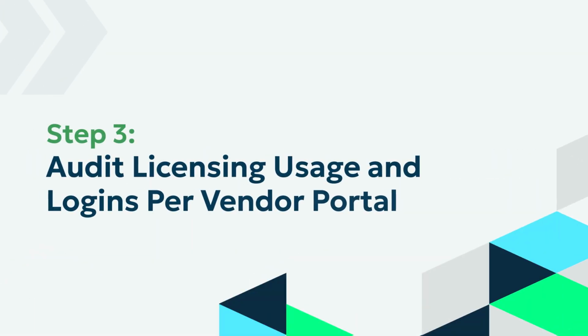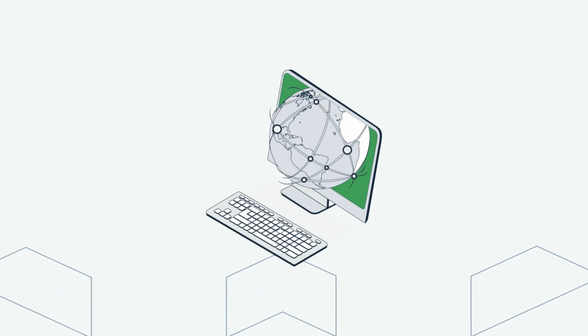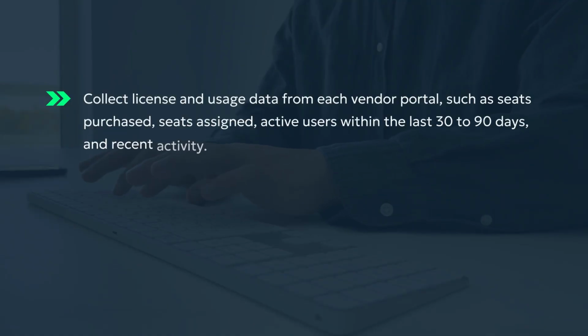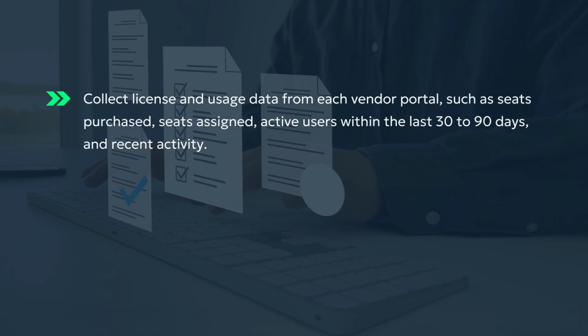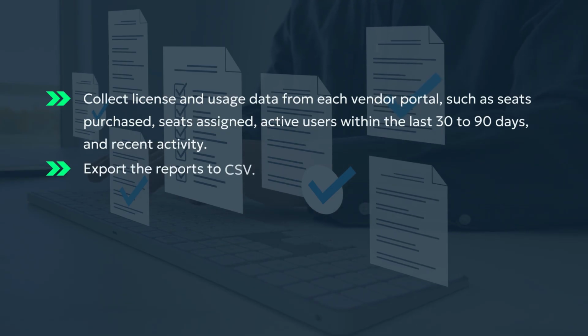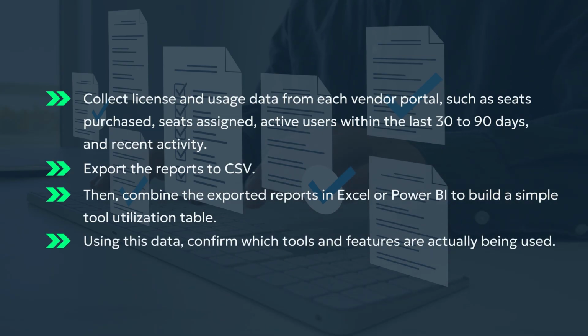Step 3. Audit licensing usage and logins per vendor portal. Next, review each vendor's admin portal to compare what you're paying for with what's actually being used. Collect license and usage data from each vendor portal, such as seats purchased, seats assigned, active users within the last 30 to 90 days, and recent activity. Export the reports to CSV. Then, combine the exported reports in Excel or Power BI to build a simple tool utilization table. Using this data, confirm which tools and features are actually being used.